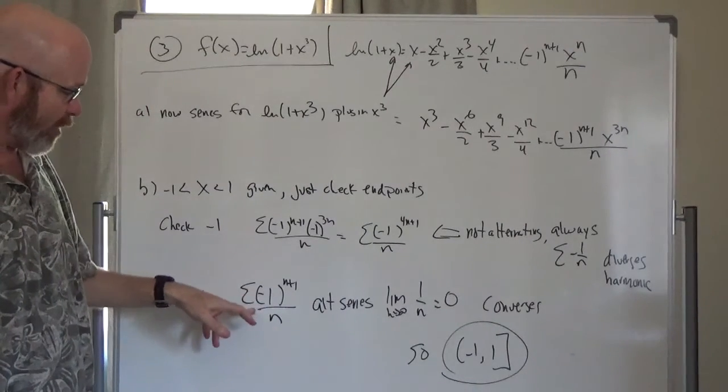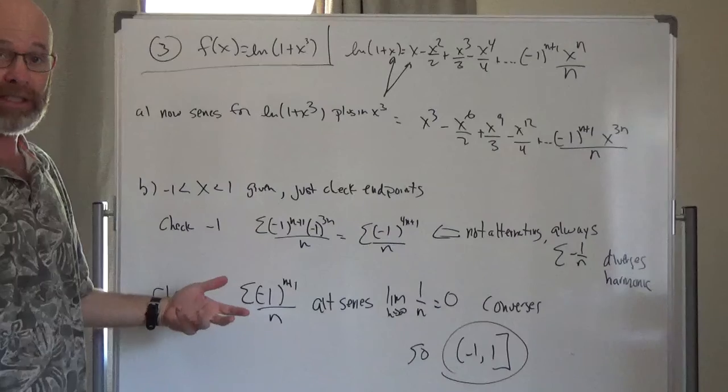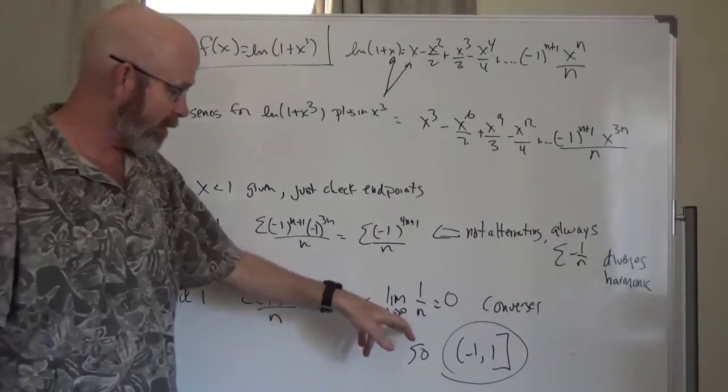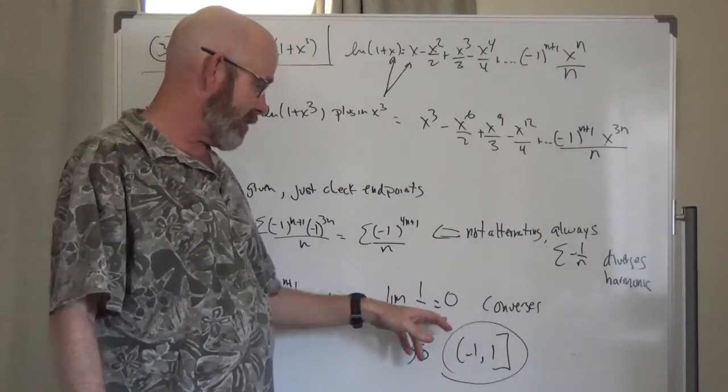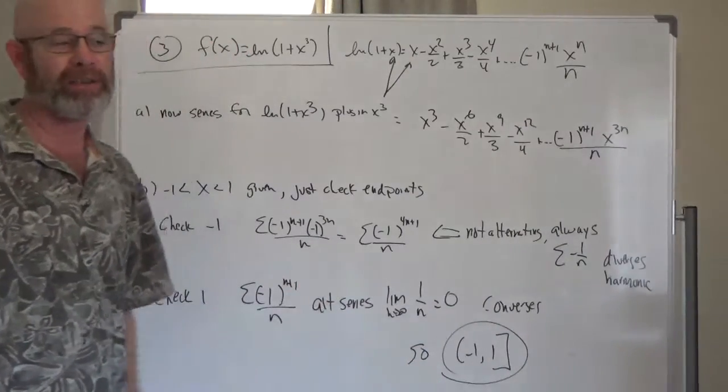And you just get -1 to the n plus 1 over n, which is an alternating series. The limit as n approaches infinity is 0, therefore it converges by the alternating series test.